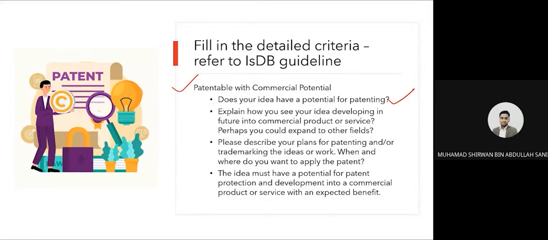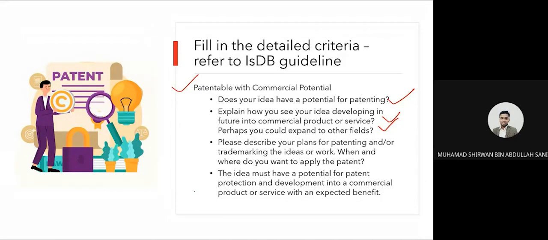Okay, and then you need to explain how you see your idea developing in future into a commercial product or service. Okay, perhaps you could expand to other fields. So in my case, for example, I make a food preservative using a plant source, so it can be applied in cosmetics and even in pharmaceuticals as well. So I explain there that it can be expanded to other fields as well.